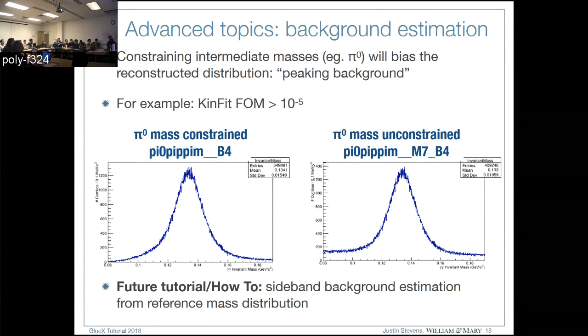So this is an example with that mass constrained, and if you make a cut at greater than 10 to the minus 5, you get a nice pi 0 looking peak.